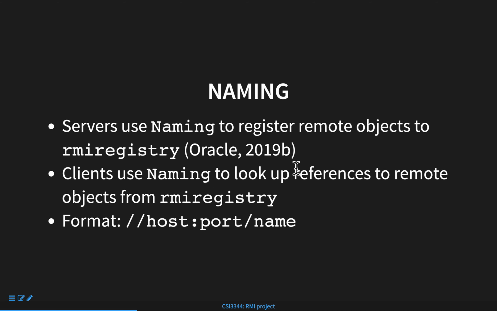And then there's this class called Naming, which is responsible for the registration and lookup. So the servers use it to register their remote objects to the RMI registry. And then the clients use Naming to look up references from that RMI registry service. And the format is //host:port/name. And I'll show you later.